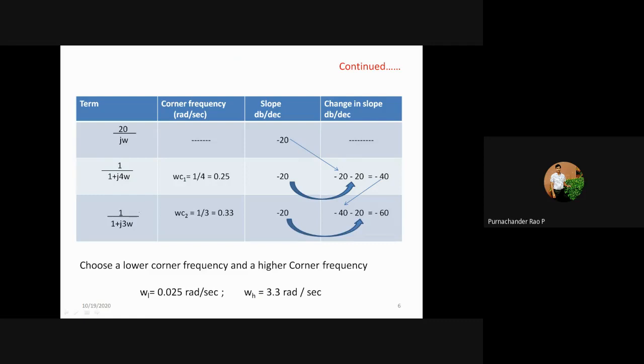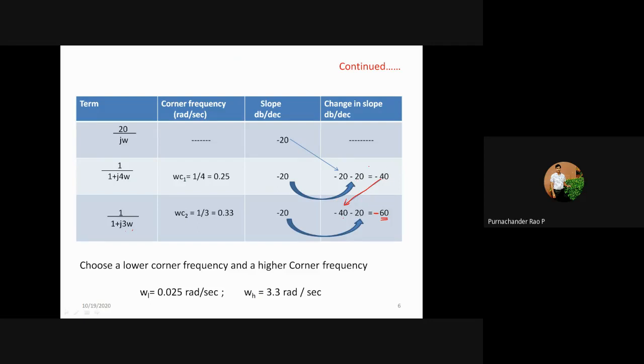The next term you have to consider is the remaining term 1 by 1 plus 3 omega, and the corner frequency is 0.33. Again, this is a denominator term with a power of 1, so the slope is minus 20. The original slope is minus 40, and this slope we have to add, minus 20. So your slope is going to be minus 60. This is the change in slope.